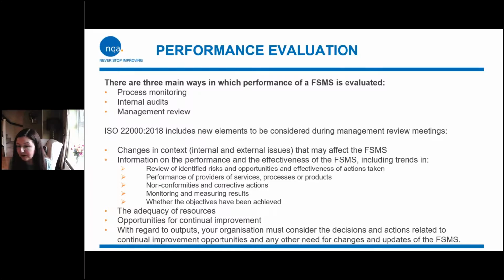So there's some new elements to be considered when looking at management review. The standard has a long list of things which you need to consider. Some of these things are changes in context, so changes in your internal and external issues, information on the performance and effectiveness of your food safety management systems, so looking at your trends, the adequacy of resources, so do they need more people, do they need new equipment, do they need different equipment, is the lighting good enough, things like that. And are there any opportunities for continual improvement?